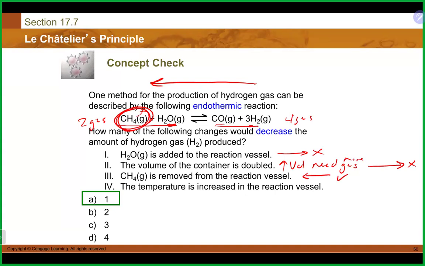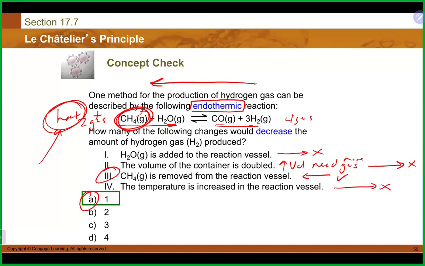And the temperature is increased. Since this is an endothermic reaction, that means that heat and energy is a reactant. So if we increase the heat and energy, it should shift away, which would go to the right-hand side and not work. So only one of them will do it, and it is number three that will actually cause the equilibrium to shift to the left and also cause the concentration of H2 to decrease. Any questions on those there?